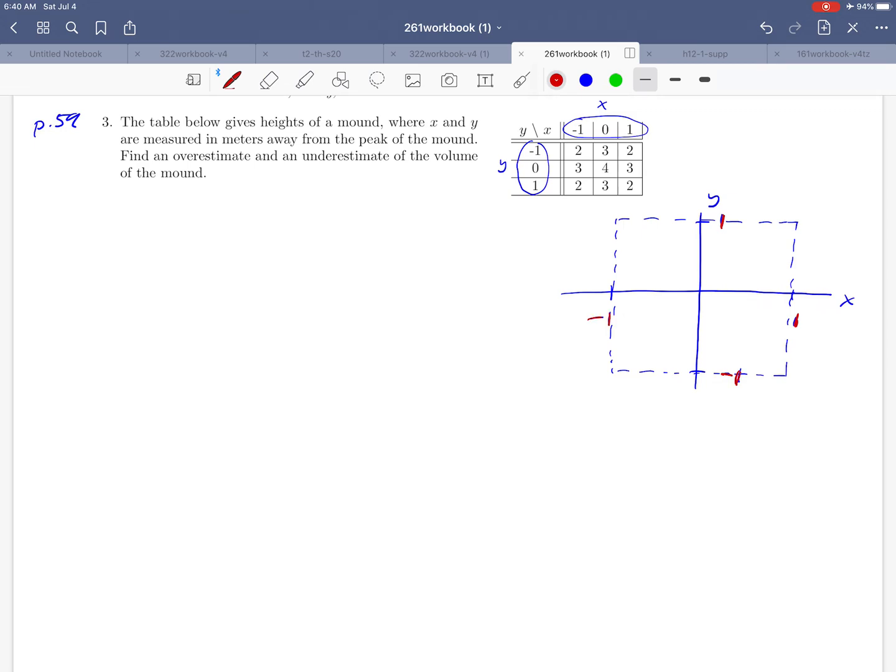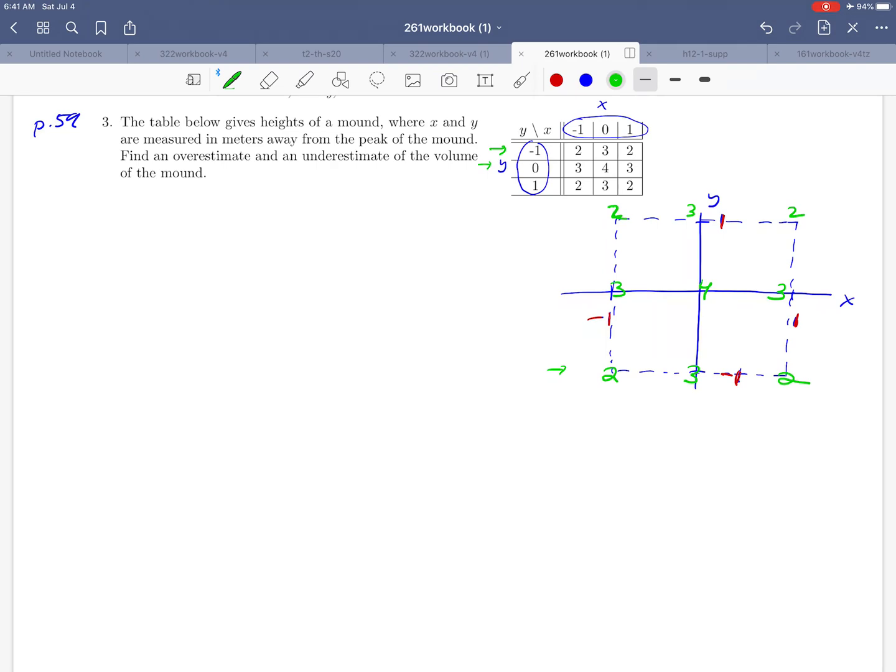What I'd like to do is take the heights that we've got in the table above and draw them into the diagram here. For example, where in our picture is y equal to -1? That's down here at the bottom, and so the heights 2, 3, and 2 would be there, there, and there. Then we come to y equals 0, and our heights would be 3, 4, and 3. And then finally 2, 3, 2. So the green numbers are representing the heights of this mound at various positions.